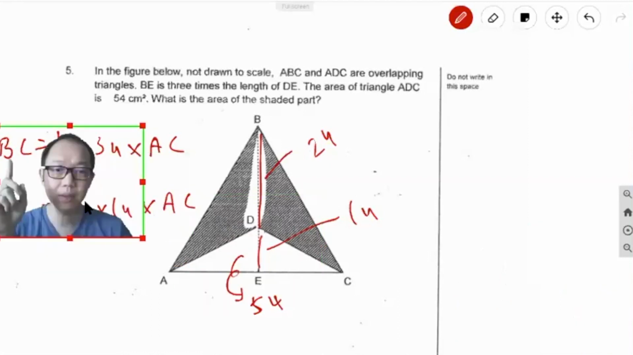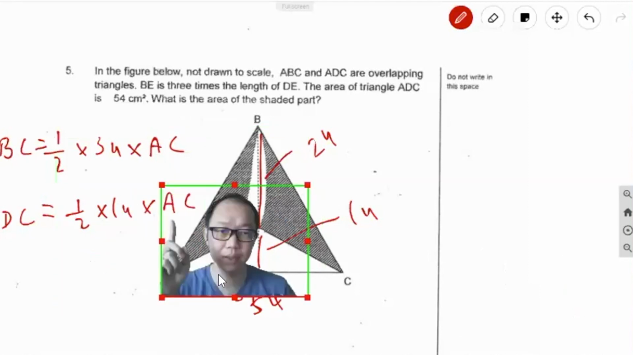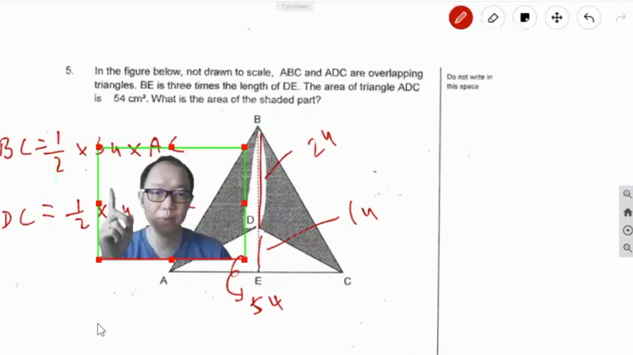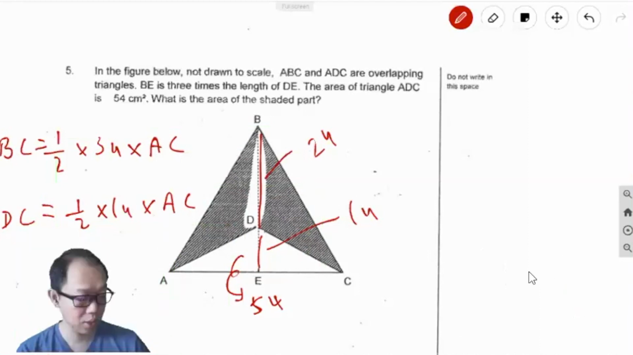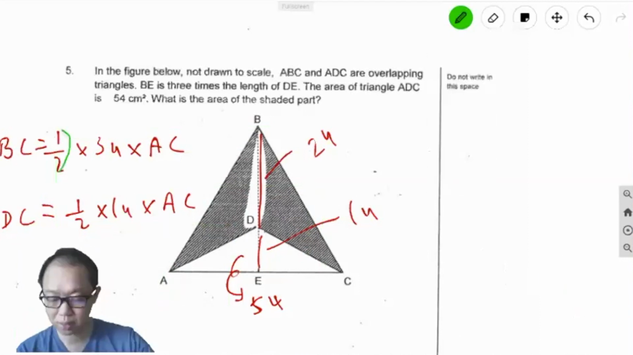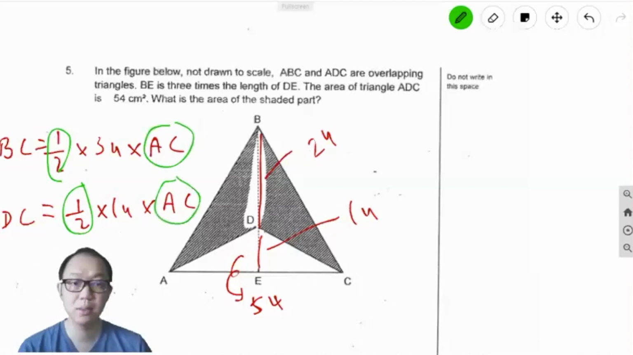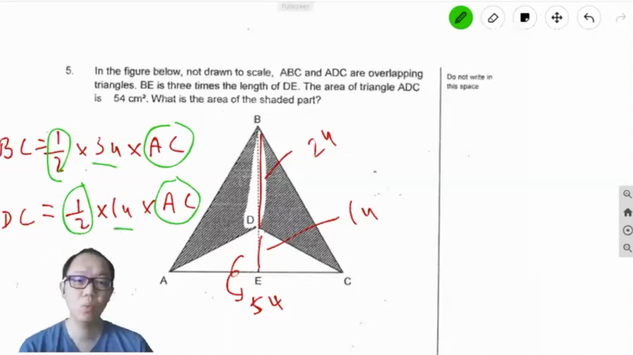Okay, so you see, ABC is half times 3U times AC, ADC is half times 1U times AC. Now what's the difference between these two? I'm just going to highlight the difference. You see the half is the same. We have half here, we also have half here. We have AC here, we also have AC here. Correct? So the only difference is this one is 3 units and this one is 1 unit.